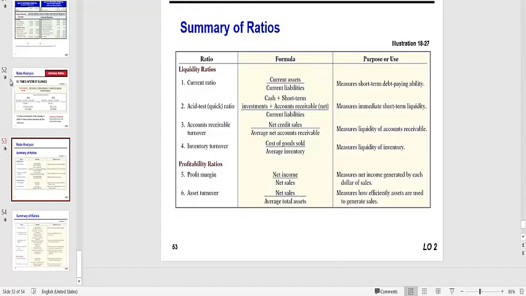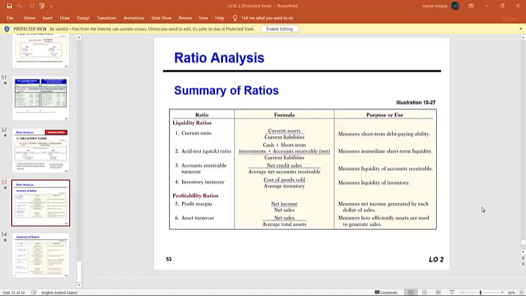The accounts receivable turnover is equal to the net credit sales divided by the average net accounts receivable. It measures the liquidity of accounts receivable. What does it mean? It means that it measures the company's ability to collect its accounts receivable. That is what is meant by liquidating accounts receivable.